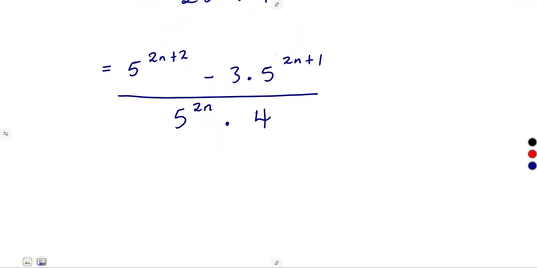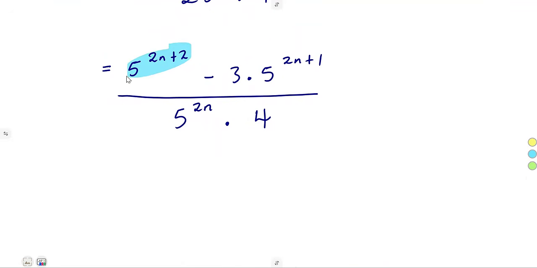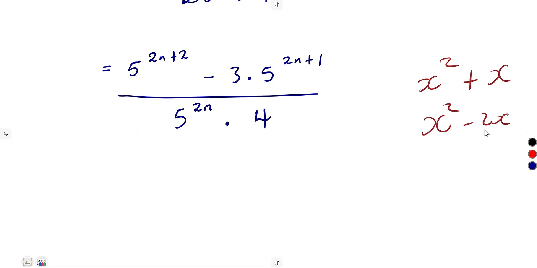Because in the numerator, there are 2 terms. We consider this as a single term and this as a single term, separated by a negative or a positive. You must factorize. It is just like you are back to your algebraic expressions, x squared plus x, or x squared minus 2x. 2 terms separated by a plus or a minus. Factorization can occur where you just have to factor out the highest common factor.